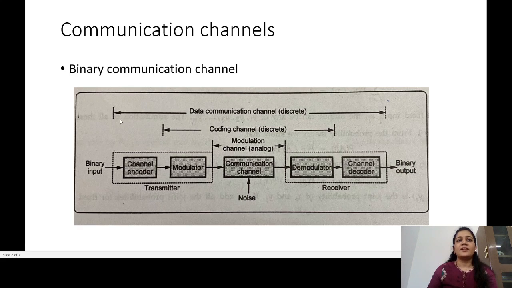So here we can see that the entire communication system, or the channel part that we are considering, is a data communication channel which is actually discrete, because here we are considering the binary input and the binary output. Since the entire thing is between binary data, we are calling this data communication channel a discrete channel.